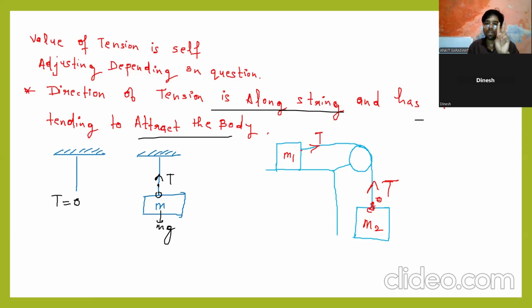One is that the direction of tension is along a string and has a tendency to attract the body. Second, the direction of tension by the repulsion theory. In which direction will it pull this block, like this? Pulling nature, you can say like that also. Or the repulsion theory. Clear?